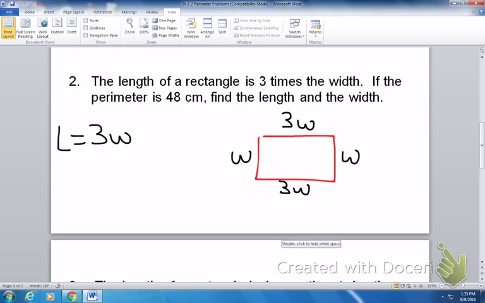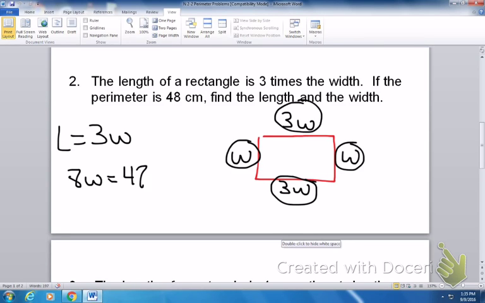If the perimeter is 48 centimeters, find the length and the width. So let's go ahead and add up our W's. I've got 3W plus 1W is 4W, plus 3 more is 7W, plus 1 more is 8W. So there, I added up all the sides. I'm going to set them equal to the perimeter, which is 48. Now this one's actually a pretty quick solution. I have 8 attached to W through multiplication. To undo it, I do division. And I'm finding that W equals 6, and that's centimeters.